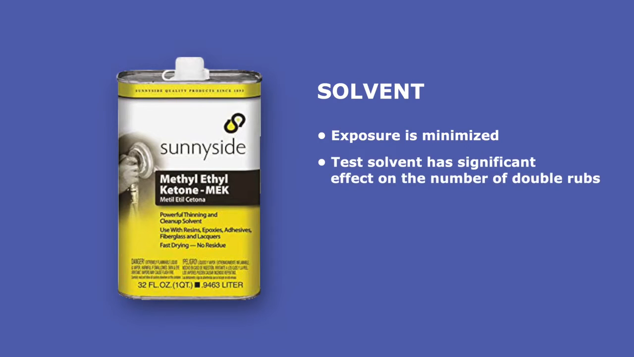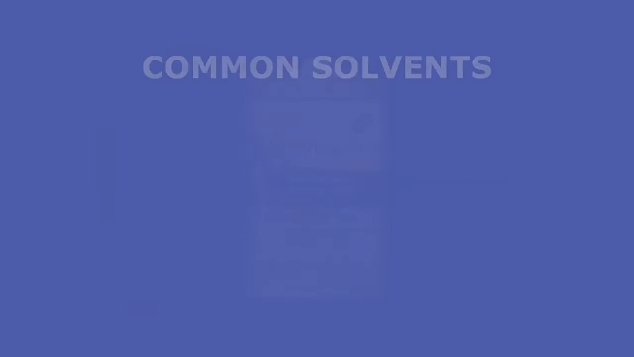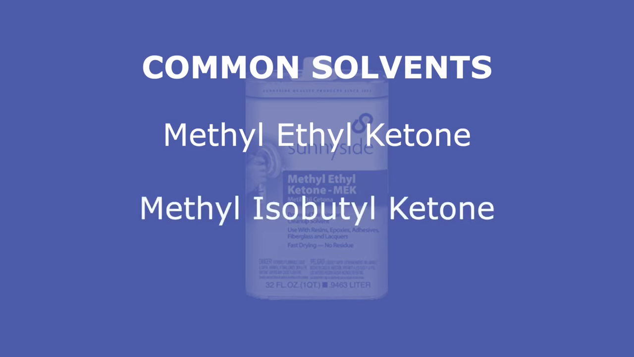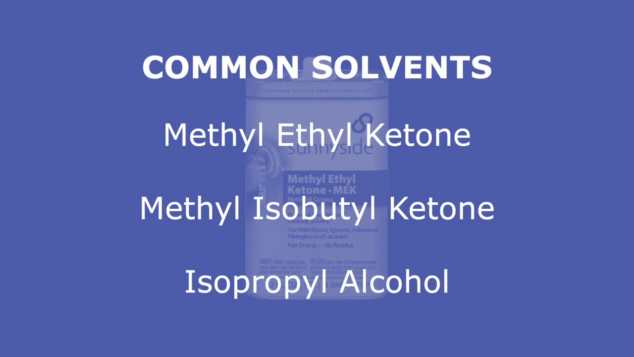The test solvent used in the rub machine has a significant effect on the number of double rubs measured. Common solvents used for these tests include methyl ethyl ketone, methyl isobutyl ketone, and isopropyl alcohol. The specific solvent to be used and the number of double rubs to be achieved must be agreed upon between producer and user for any given coating system.